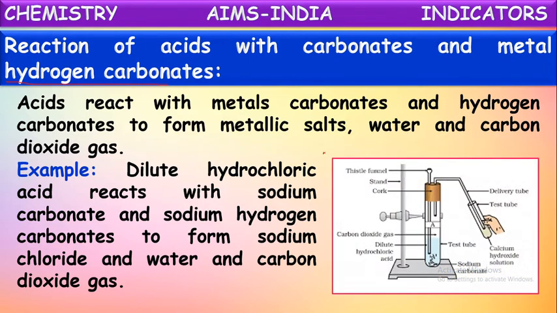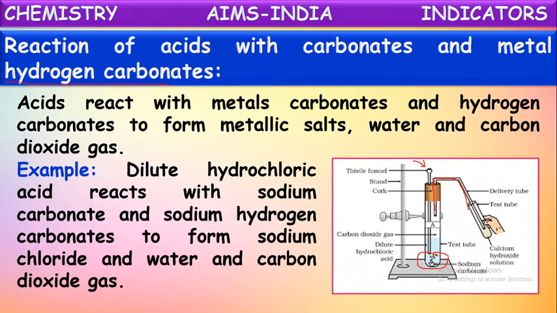See here is the experimental setup. If you take some sodium carbonate or sodium bicarbonate in the test tube and add dilute hydrochloric acid through a funnel into the test tube, then the sodium carbonate or sodium bicarbonate reacts with hydrochloric acid and forms sodium chloride salt and water. Along with these two, carbon dioxide gas also will be evolved. It comes out like this.